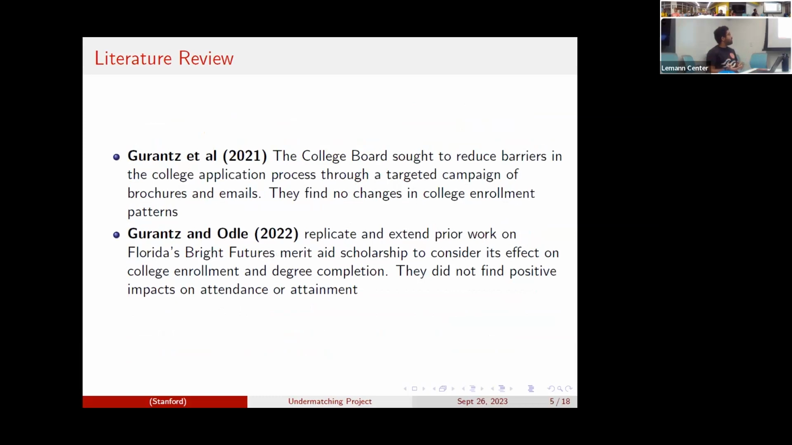On the downside of the literature, these two works from Grants in Florida show that trying to reduce barriers in terms of what kind of information you need to provide during the application, and also trying to help in terms of scholarships, providing only information is a bit different from the previous case. That is information, but also assistance with the students. They don't find any positive effects in terms of attendance or even enrollment for the students.